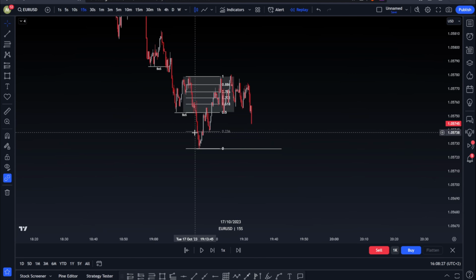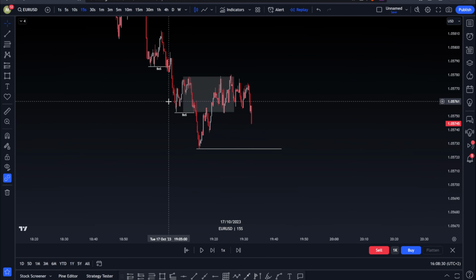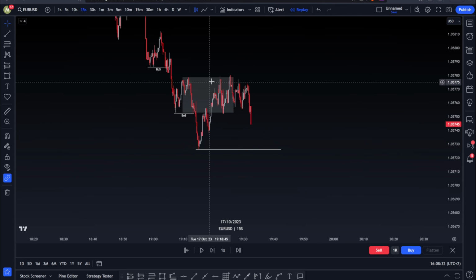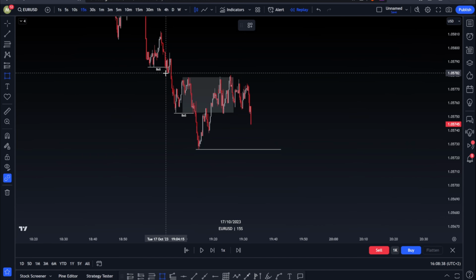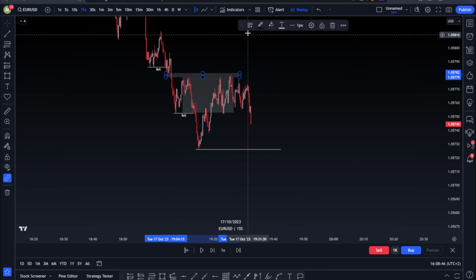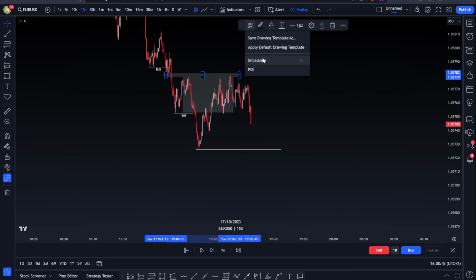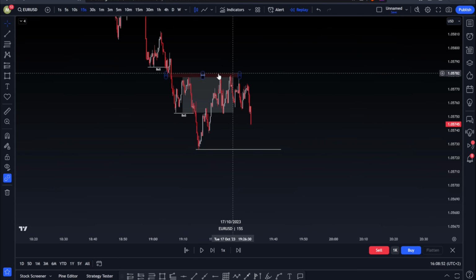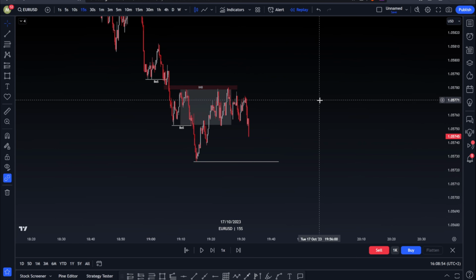What did it actually do? And I'll also tell you the reason why. It swept these highs. And why did it sweep those highs? Because we have imbalance over here, which is an inefficiency in the market, and the market makers always want to fill that inefficiency in the price action. So this is our imbalance, our FVG, or fair value gap.